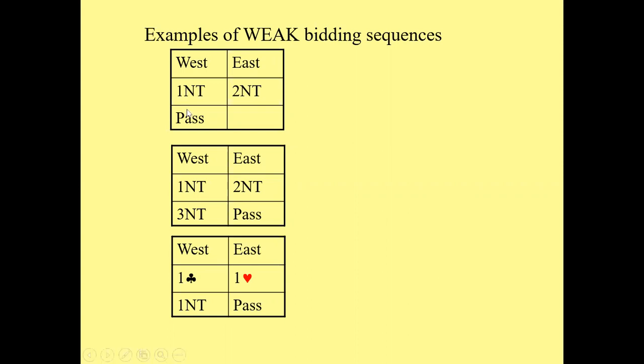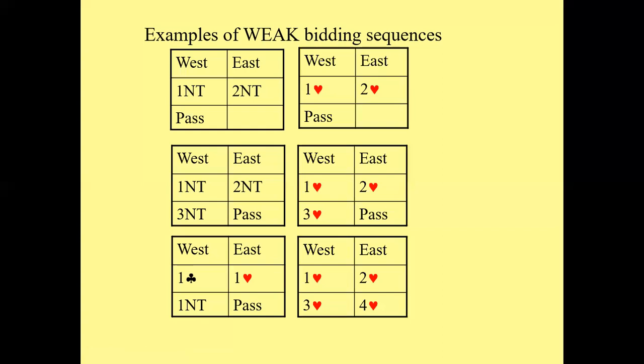Or you could have a weak bidding sequence in a suit contract. Things like 1 heart, 2 hearts, or 1 heart, 2 hearts, 3 hearts, or even 1 heart, 2 hearts, 3 hearts, 4 hearts, are all fairly weak bidding sequences. And these tend to suggest you might want to lead passively. Don't give away an extra trick to declarer. Don't make it easier for them.